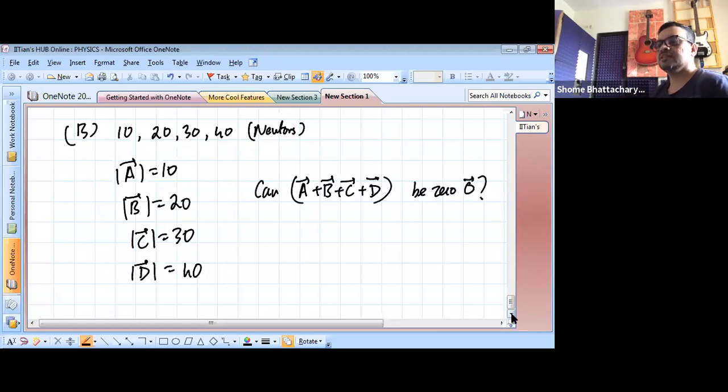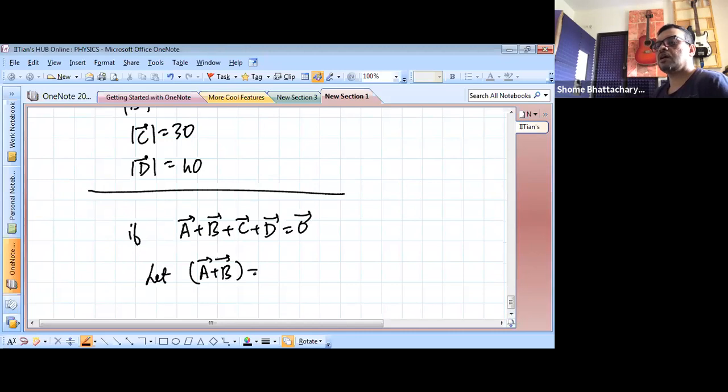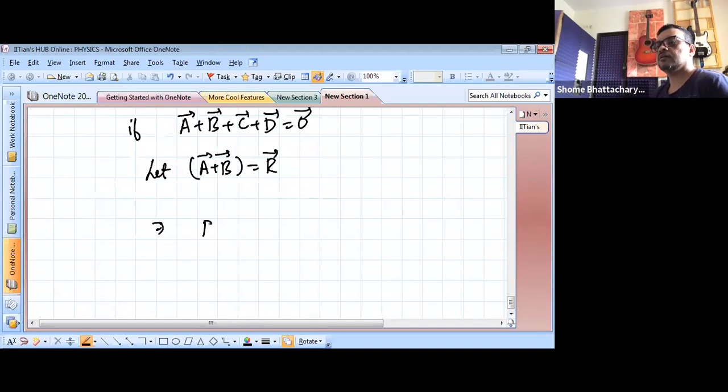So let's understand this question. Suppose E plus B plus C plus D is equal to 0. Now let me assume that the resultant of E plus B is some R. So then it implies that R plus C plus D is equal to 0. And this also implies that R is less than or equal to E plus B.